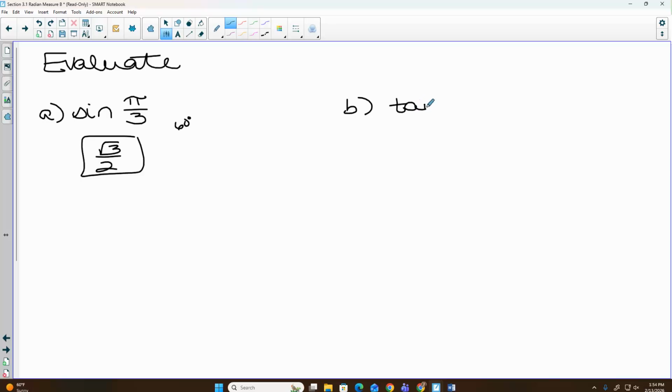I ask you for the tangent of pi over 4. Pi over 4 is just like 45 degrees. So radical 2 over radical 2 is 1. So these are the types of questions we're going to have on our next test. The same ones we just had on our test. The only difference is I'm giving them to you in radians.